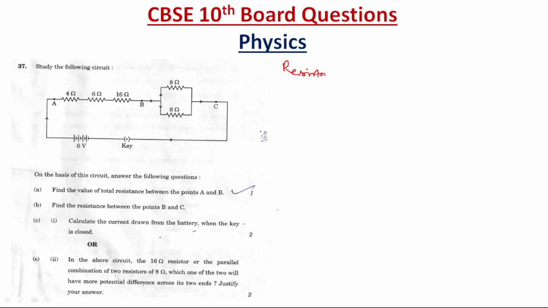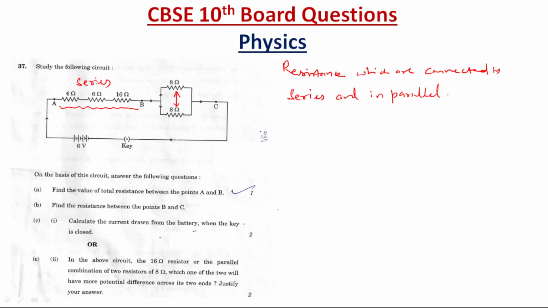resistance which are connected in series and in parallel. So the resistors which are connected in such a way, one after another, are called resistors connected in series. The resistors which are connected in this way are called resistors connected in parallel.